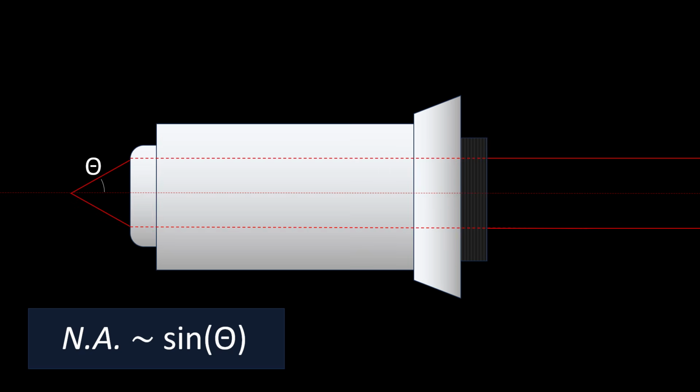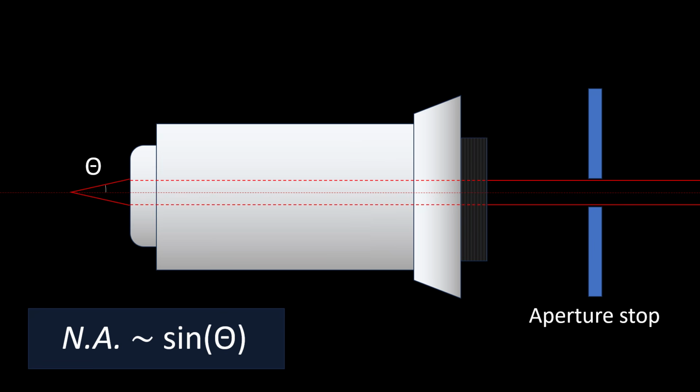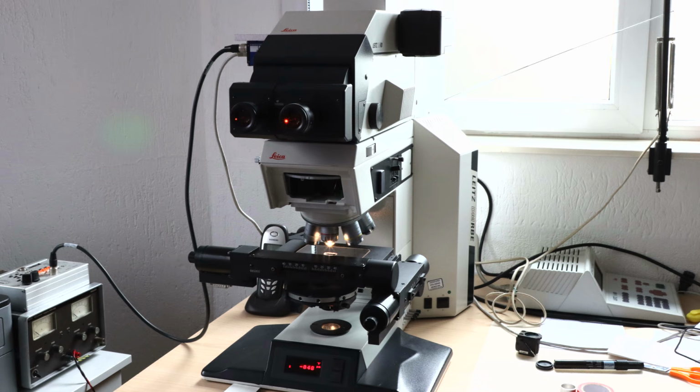Now by placing a pinhole here, we effectively limit the opening angle of the objective. In other words, we limit the numerical aperture. So let's take a look at the effect in practice.